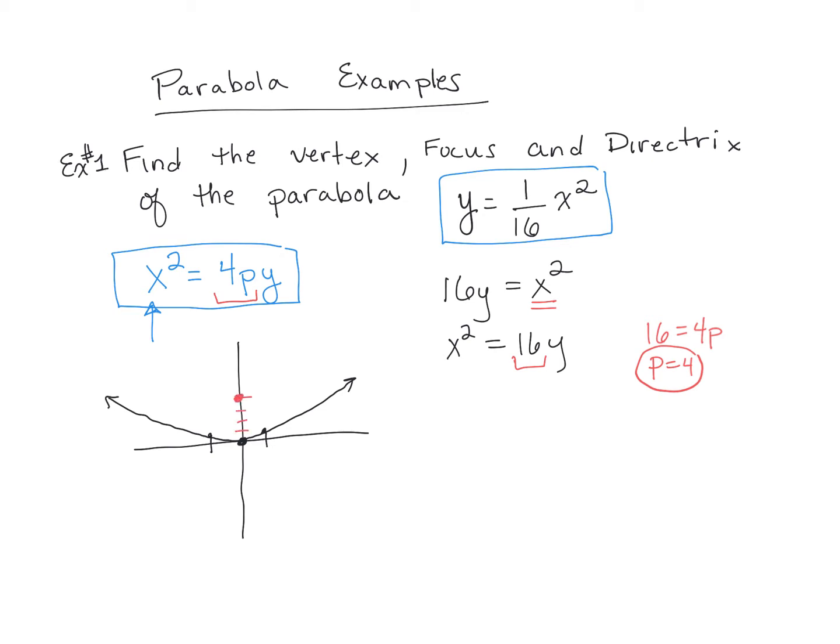Okay, so what we know is 4 units inside the parabola at 0, 4, we have the focus, and 4 units behind the parabola, we have the directrix, which crosses the y-axis at -4, and then our vertex, of course, is 0, 0. So our vertex is 0, 0, our focus is 0, 4, and our directrix is y equals -4. Remember that your directrix should be an equation.